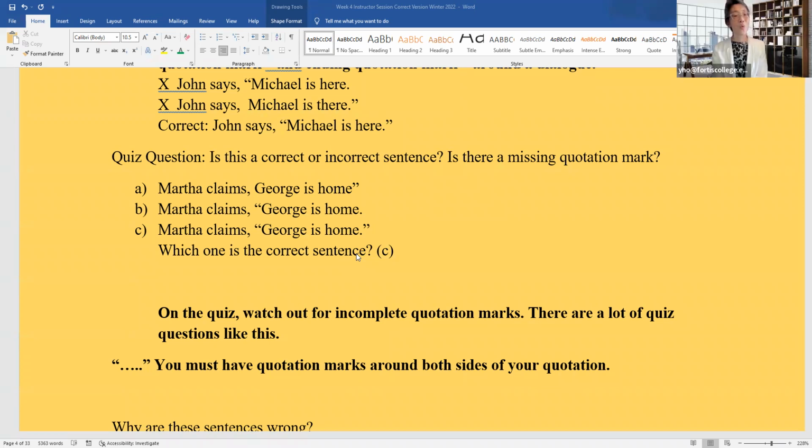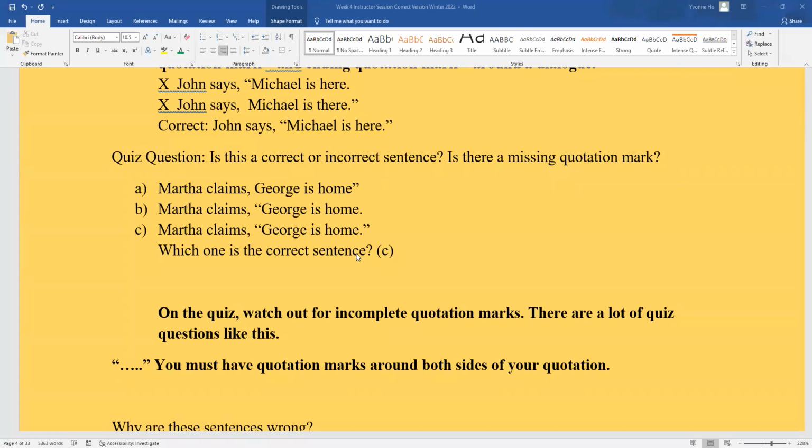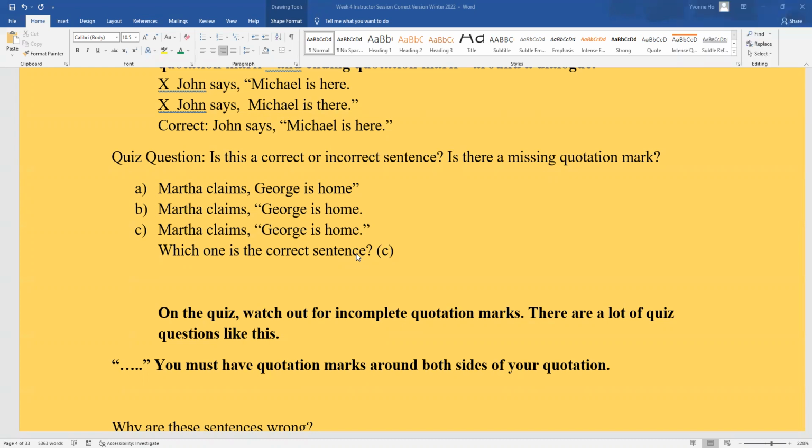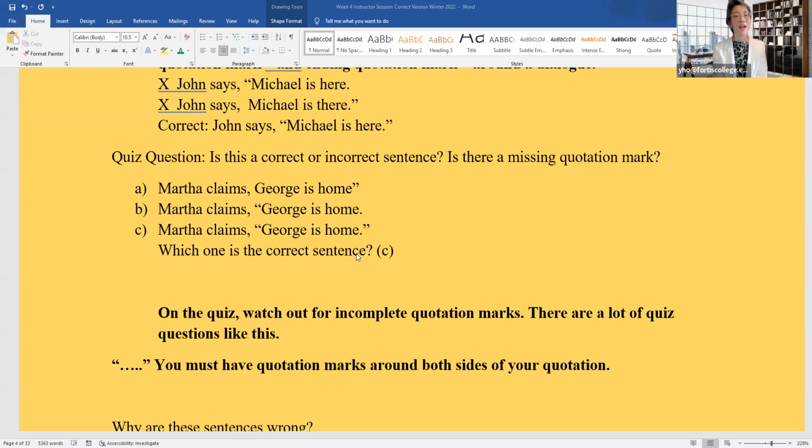Okay, so I'm reading which is the correct one: Martha claims George is home. Because the quotation mark is complete, it's open and it's closed, and in the other you have it missing in the first one. B is missing at the end. Excellent. C is correct because it's got both. And A and B are incorrect. You did a great job.